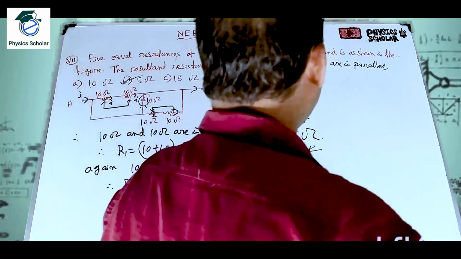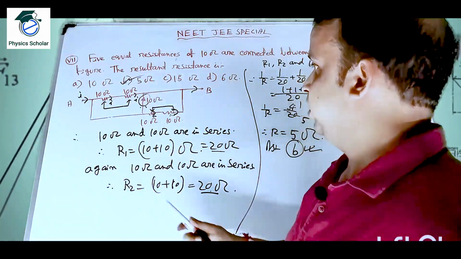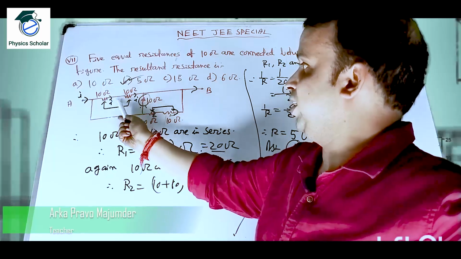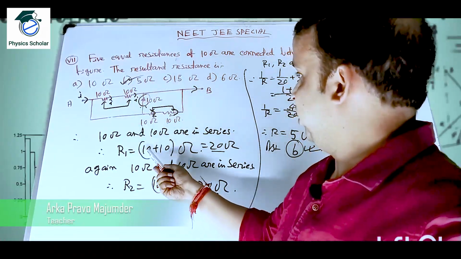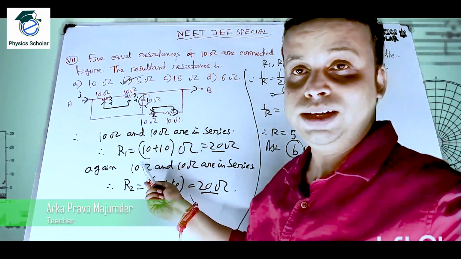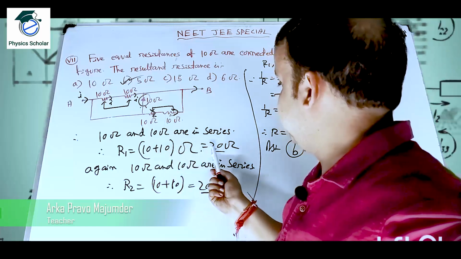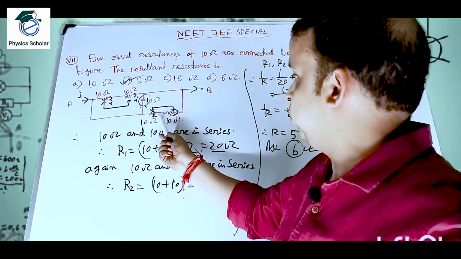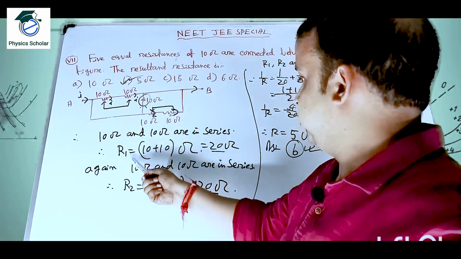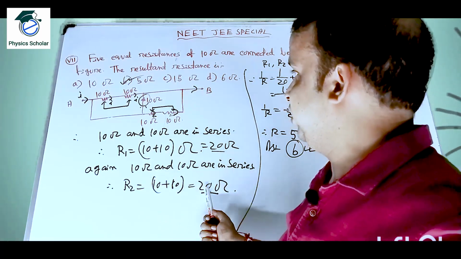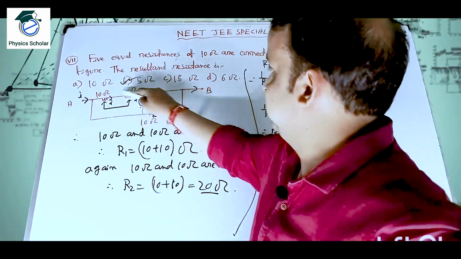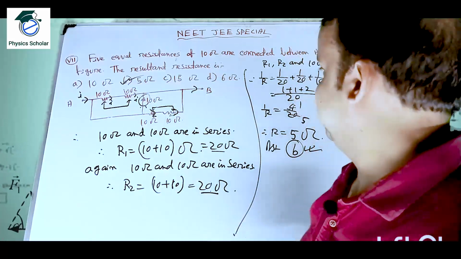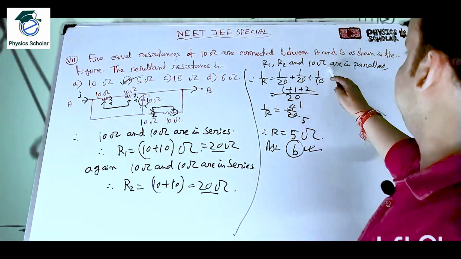Clear? So now see how this is coming here. The same current will flow through this 10 and this 10. That means these two are in series. Clear? So that's why, in the series combination, the equivalent resistance will be the sum. That means 10 plus 10 is equal to 20. The same current will flow through these resistances, so these two are also in series. So again R2 will be 10 plus 10, that means 20. Now here this 20, this 20 and this 10 are in parallel. Clear? So that means R1, R2 and 10 are in parallel.